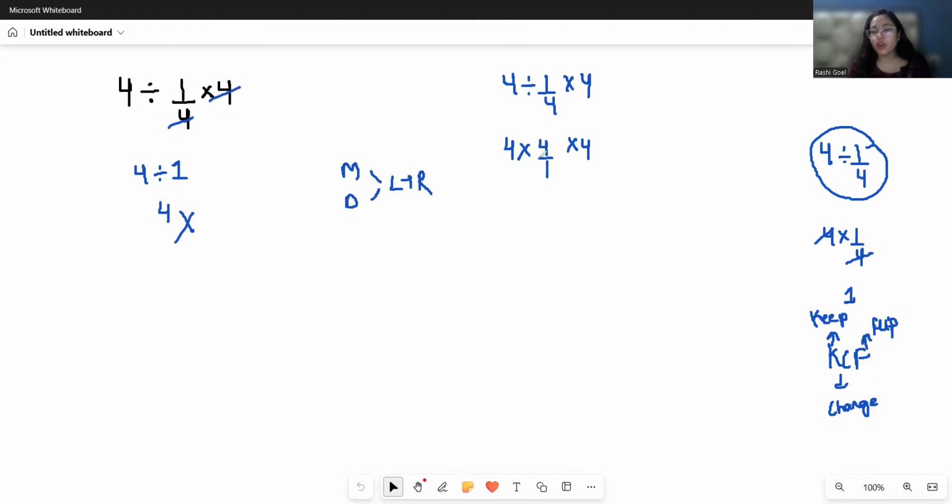That means keep the left hand, change the symbol, and flip the right hand. So it becomes 4 times 4 by 1 times 4, which equals 4 times 4 times 4. 4 times 4 is 16 and 16 times 4 is 64. So what is the correct answer? 64, not 4. I hope it's clear and you find it useful.